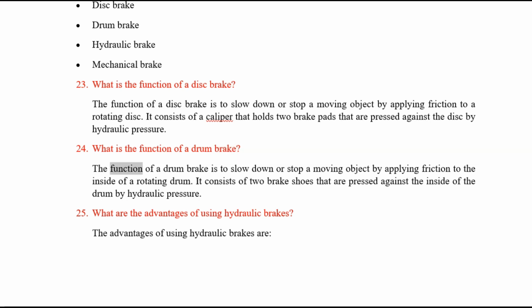What is the function of a drum brake? The function of a drum brake is to slow down or stop a moving object by applying friction to the inside of a rotating drum. It consists of two brake shoes that are pressed against the inside of the drum by hydraulic pressure.